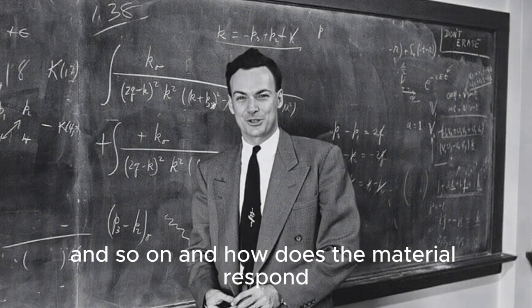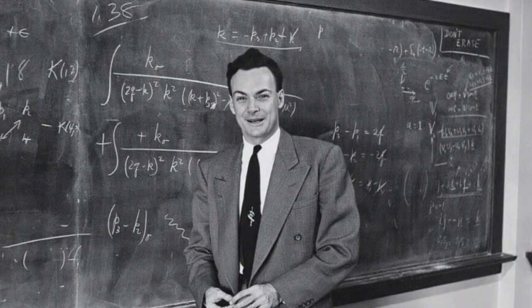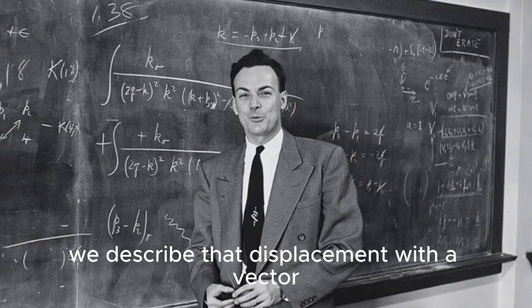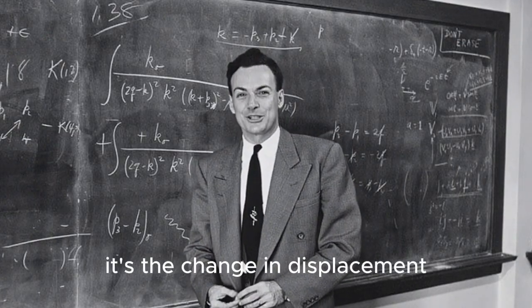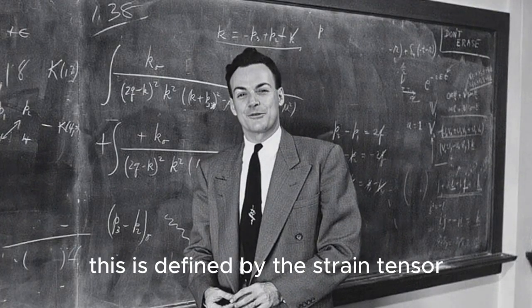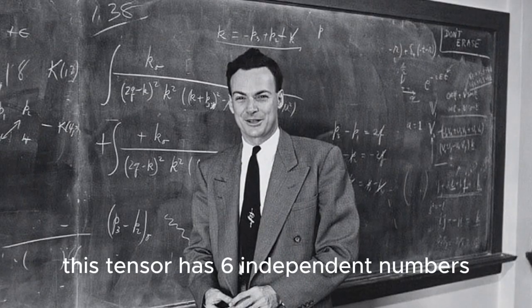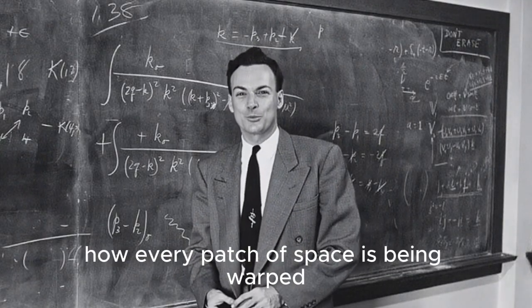And how does the material respond? It deforms. We call this strain. If a point inside the material moves, we describe that displacement with a vector. The strain isn't just the displacement, it's the change in displacement from one point to the next. It's the stretching and the twisting. This is defined by the strain tensor. This tensor has 6 independent numbers that tell you exactly how every patch of space is being warped.